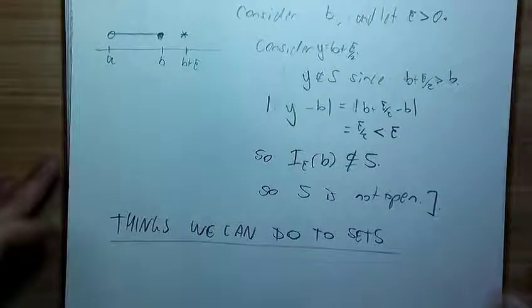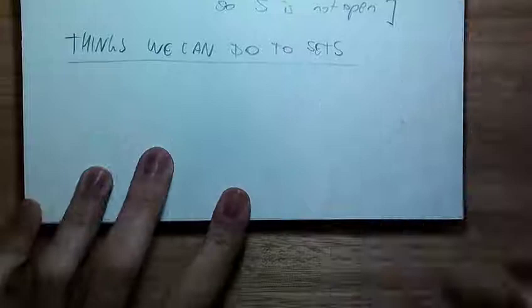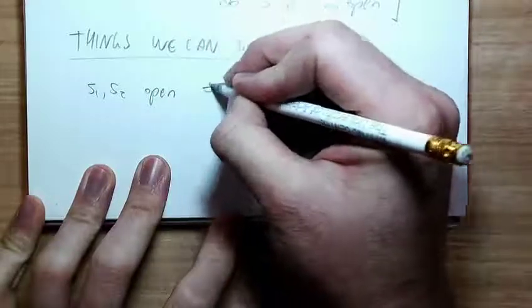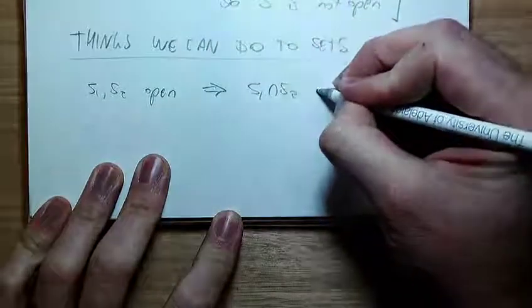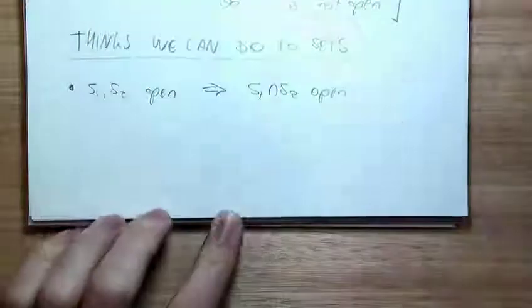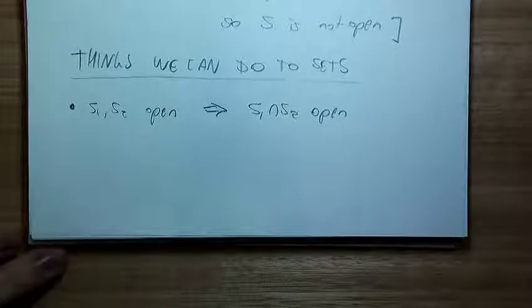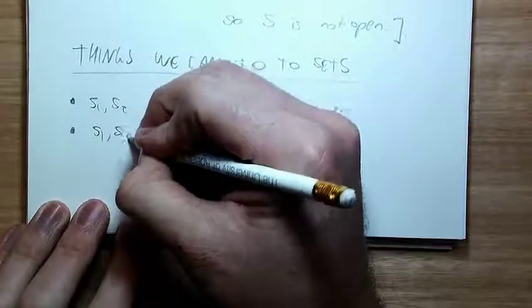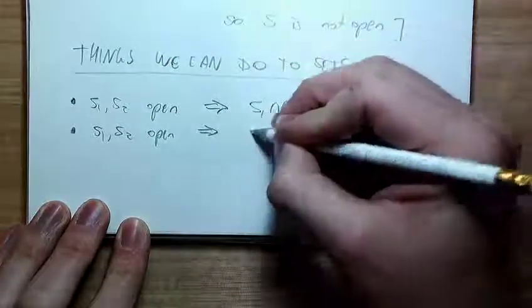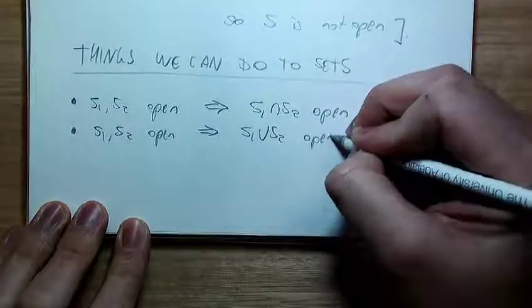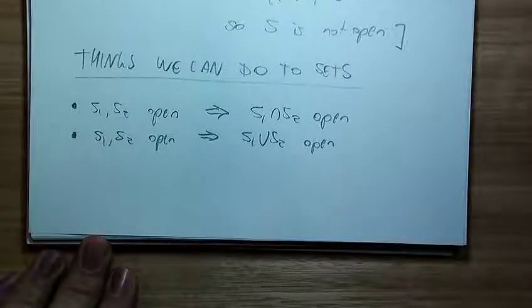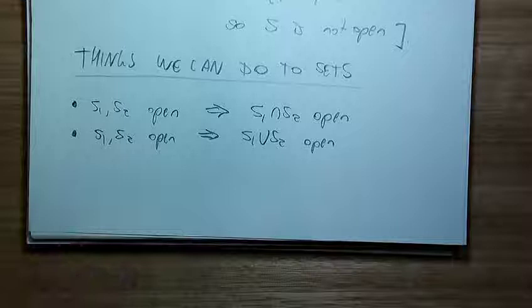Okay, things we could do to sets and whether it preserves openness. So let's see. If S1 and S2 are open, then that definitely implies that S1 intersection S2 is also open. That's good. If S1 and S2 are open, then that implies that S1 union S2 is open. Beautiful. Those are both provable, and I will do the intersection one.